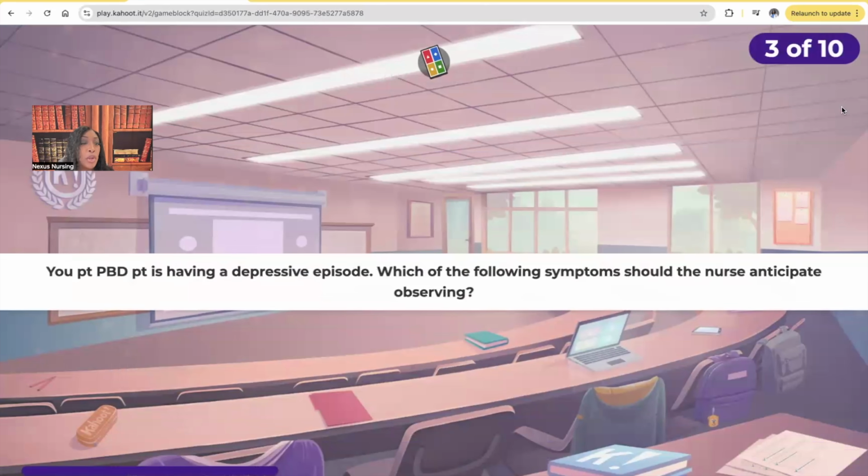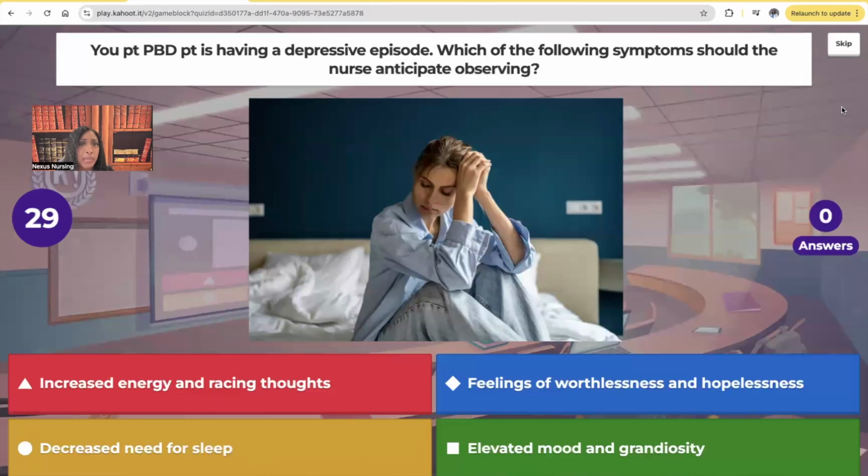Okay, so your patient with bipolar disorder is having a depressive episode. Which of the following symptoms should the nurse anticipate observing? Would it be increased energy and racing thoughts, feelings of worthlessness and hopelessness, decreased need for sleep, elevated mood, and grandiosity? Which one would you expect in the bipolar patient that is going through a depressive episode?